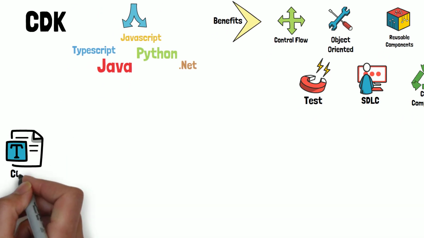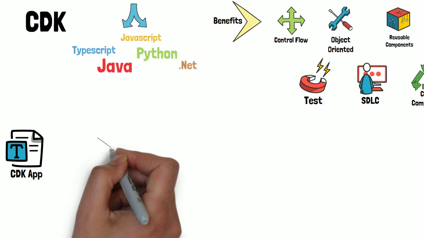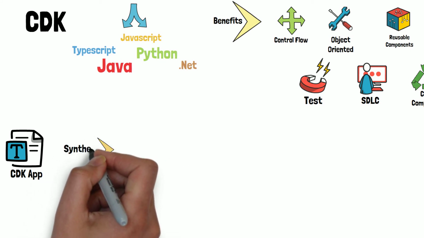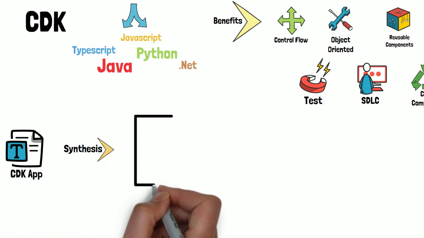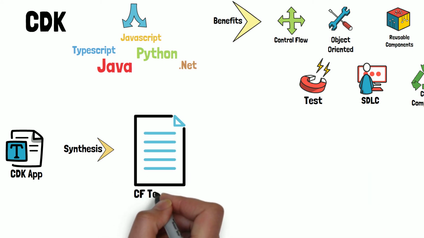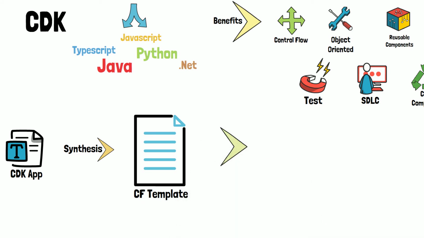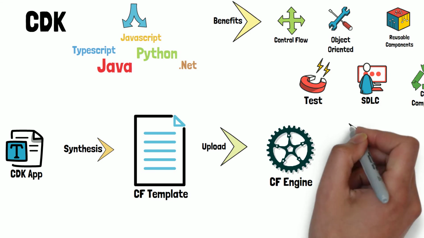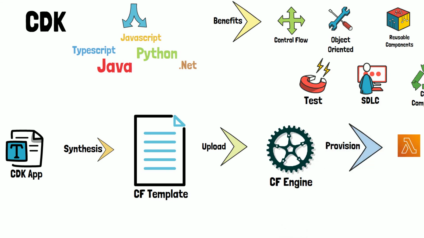Once you have created your CDK app, you can use the synthesis process, which translates the resources defined in your CDK project into equivalent CloudFormation templates. These generated templates are then uploaded to the CloudFormation engine for provisioning the specified resources.